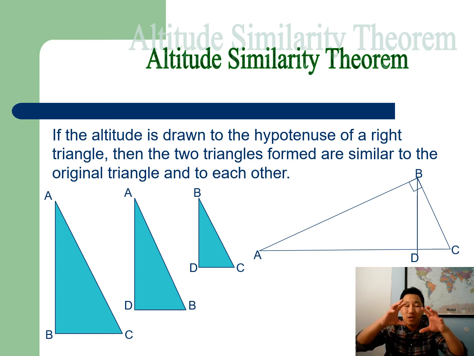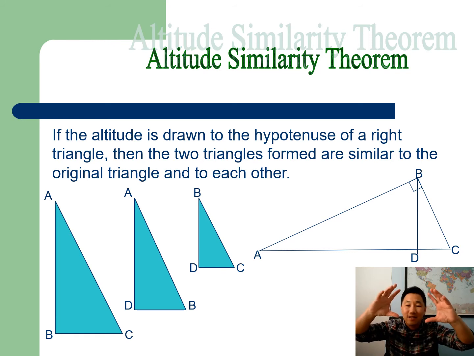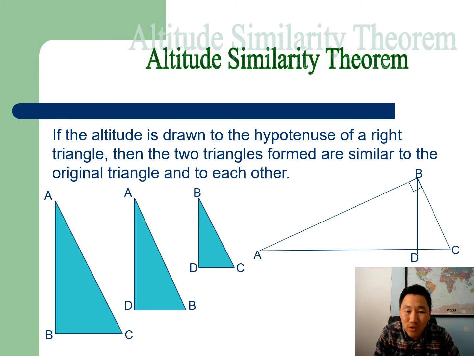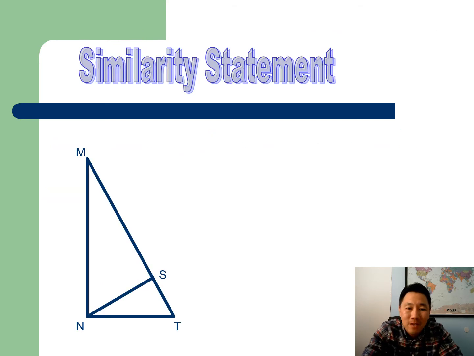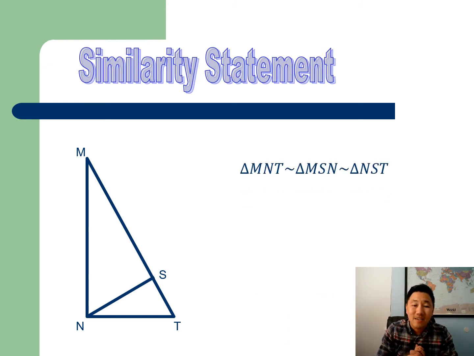All right, so we basically have to take the picture and draw 3 separate triangles and match up the corners correctly in the correct order. So the first part of the homework asks you to write a similarity statement. So it's basically taking the triangle, splitting it up into the 3, and labeling it correctly. And this is the similarity statement.